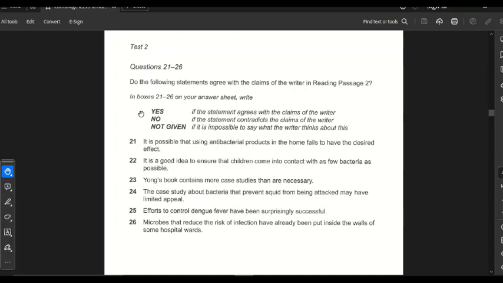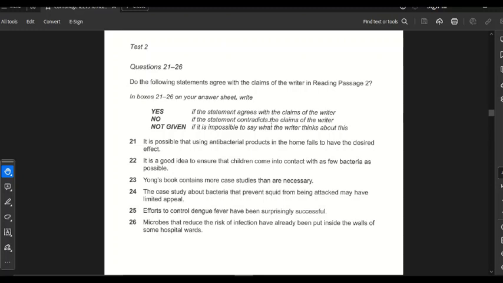So write what? Yes. What's the meaning of yes? If the statement agrees with the claims of the writer. No, if the statement contradicts. See, it's opposite, it's contrary to the claims of the writer. And not given if it is impossible to say what the writer thinks about this specific statement. Okay, so those are the instructions. They are straightforward and they are vivid. So there's no need for you to go do any other thing which will cause you to lose marks.